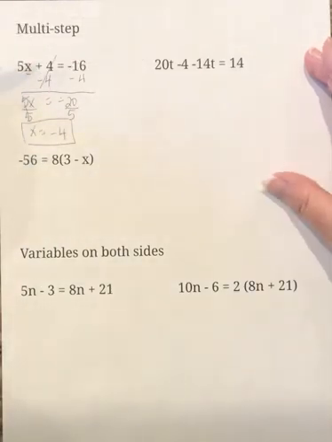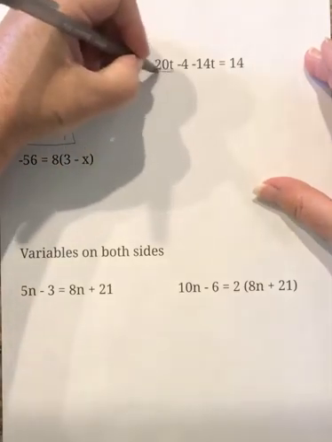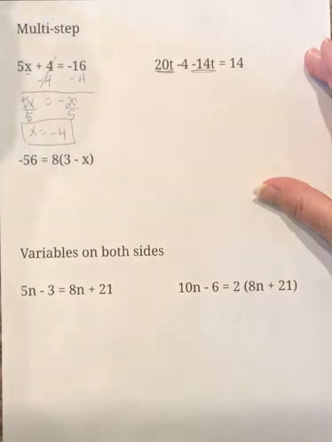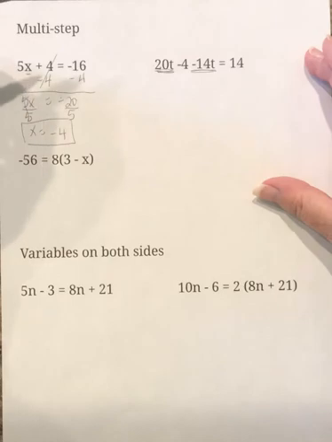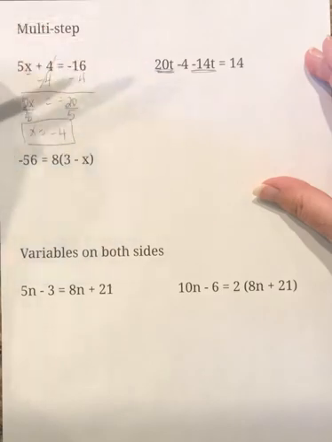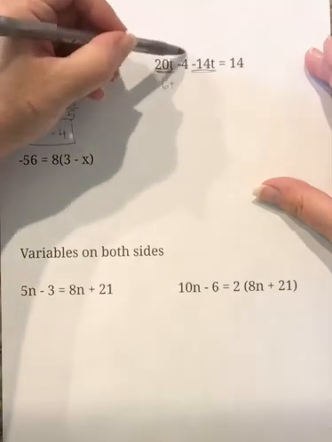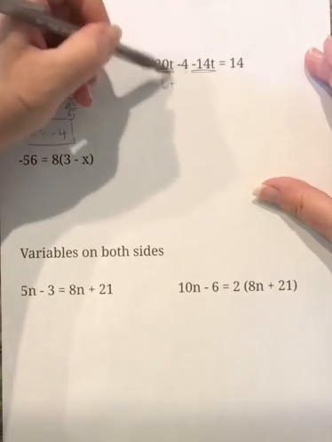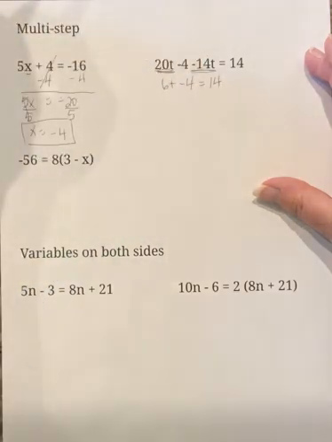Looking over here, no distribution, but there is an opportunity to combine like terms. I have a 20t and a negative 14t. It's very important that I consider the sign part of that number. So positive 20, negative 14, different sign, difference. So I'm going to subtract. The difference between 20 and 14 is 6. And since 20, the bigger number, is positive, that means the 6 is positive. I'm just going to bring this term down, and remember this term is a negative 4 equals 14.